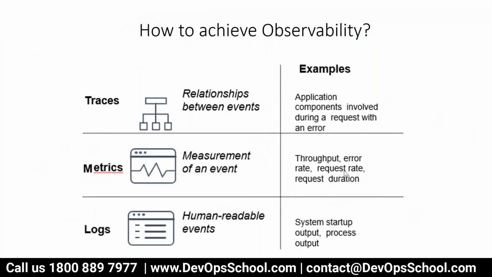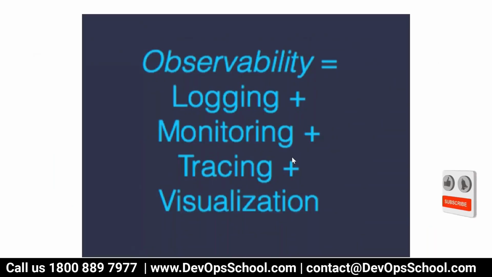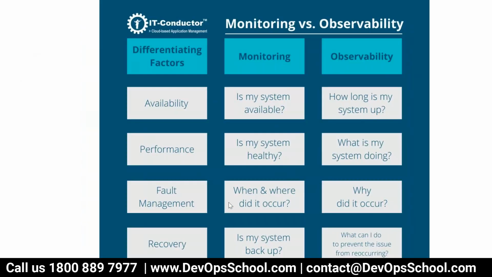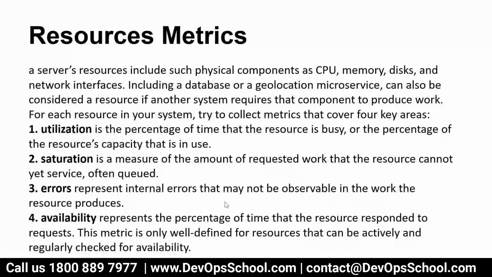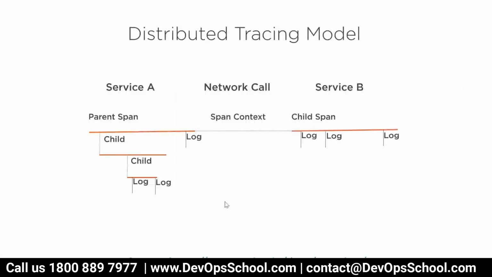So what is a trace? What is a metric? What is a log? I explained it to you, so you have to take it up further. Observability means logging, monitoring, tracing, and visualization. Visualization means dashboarding. Now let me skip some of the things which will complicate matters right now.